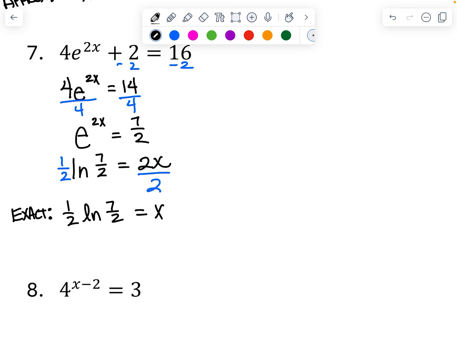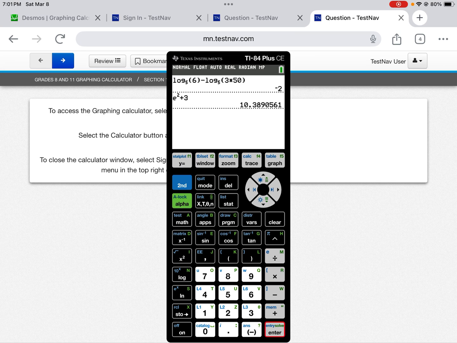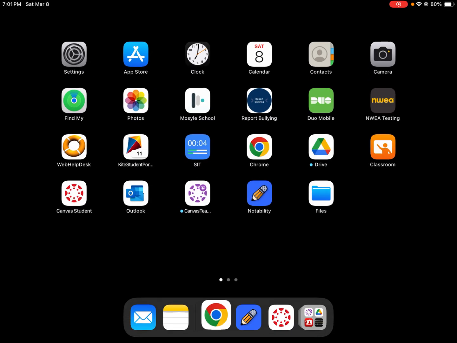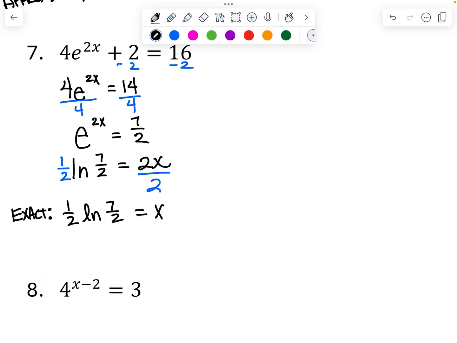Now when you go to approximate it, 0.5 natural log 3.5 is going to be 0.626. X is approximately 0.626. That's the approximate answer.